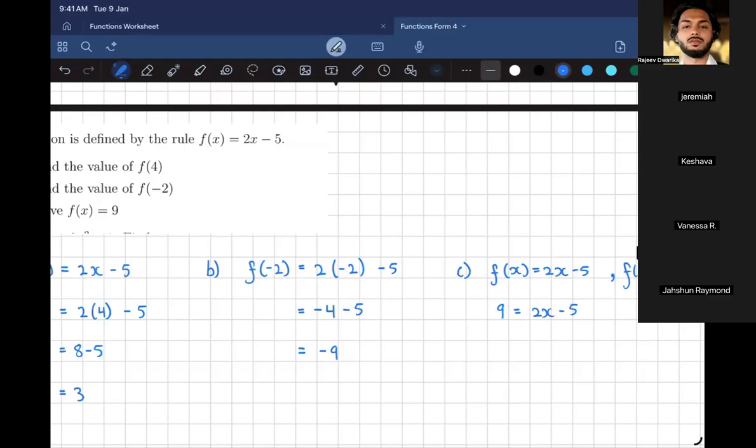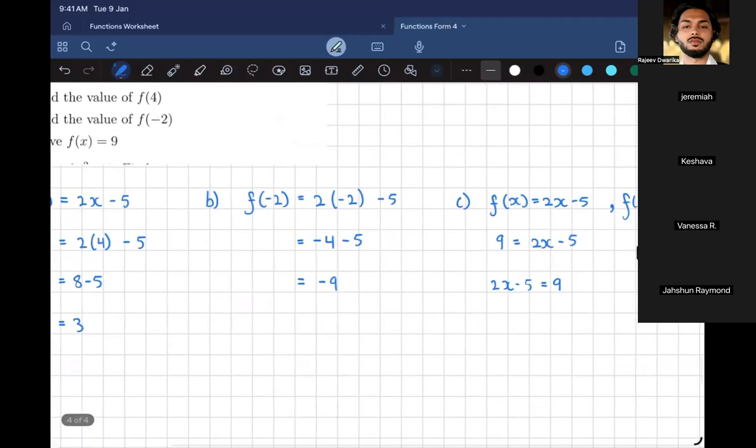Now, Vanessa, this might look a little weird, right? Because aren't you accustomed to seeing the unknown on the left-hand side? So what we could do is a switcheroo. We take everything on the right-hand side and move it to the left-hand side and vice versa. So I'll end up with 2x minus 5 is equal to 9. Did I do anything crazy there, or you're still with me?